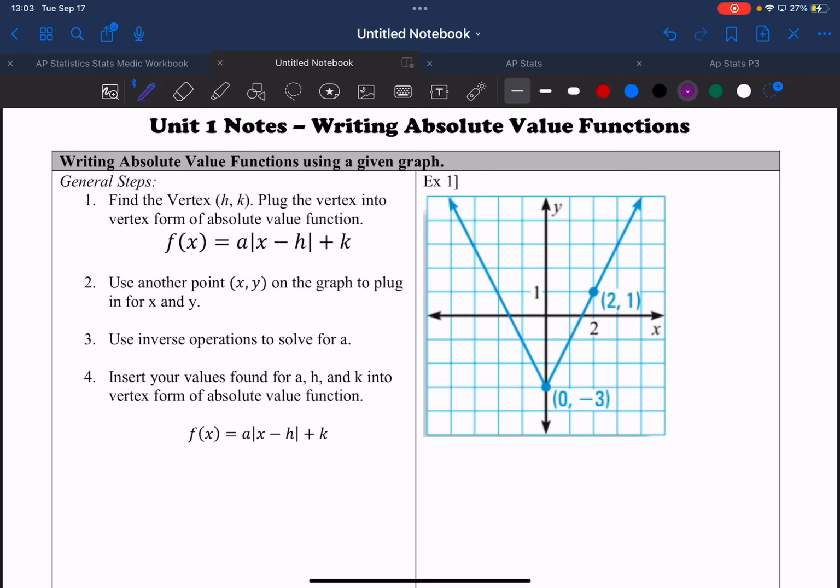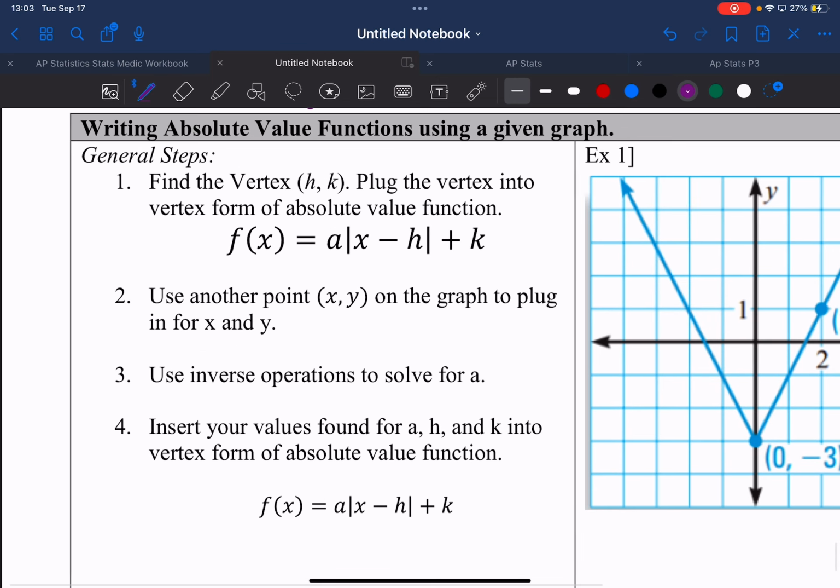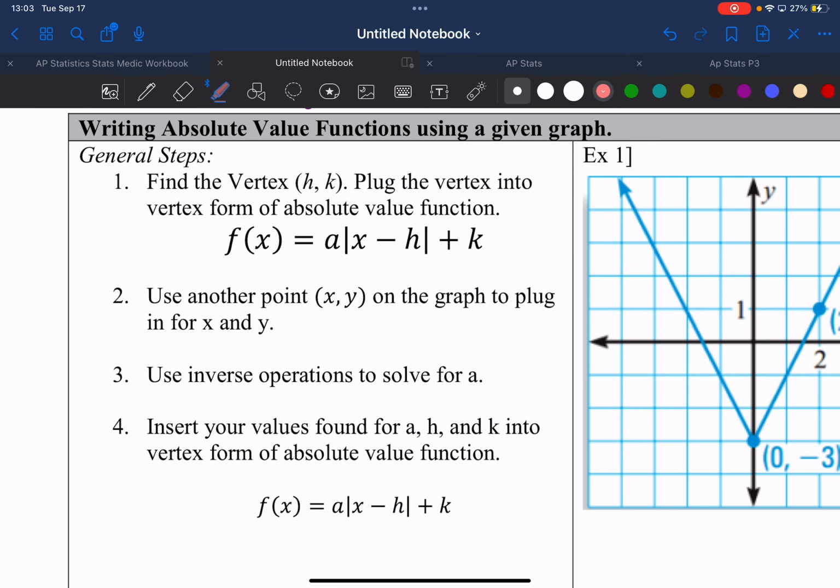Okay, this is Unit 2 notes, writing absolute value functions. Let me just change this to a 2. So first we're going to look at the general steps. The first step says find the vertex (h, k) and plug the vertex into the vertex form of the absolute value function. So we're finding the vertex and plugging it into this form.